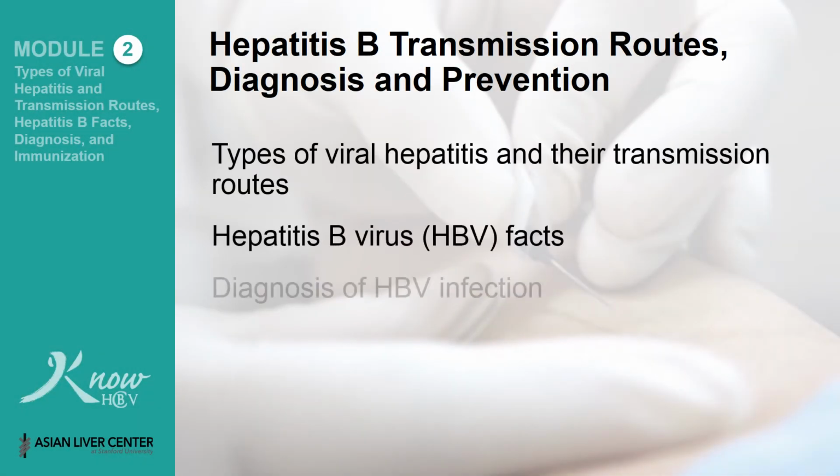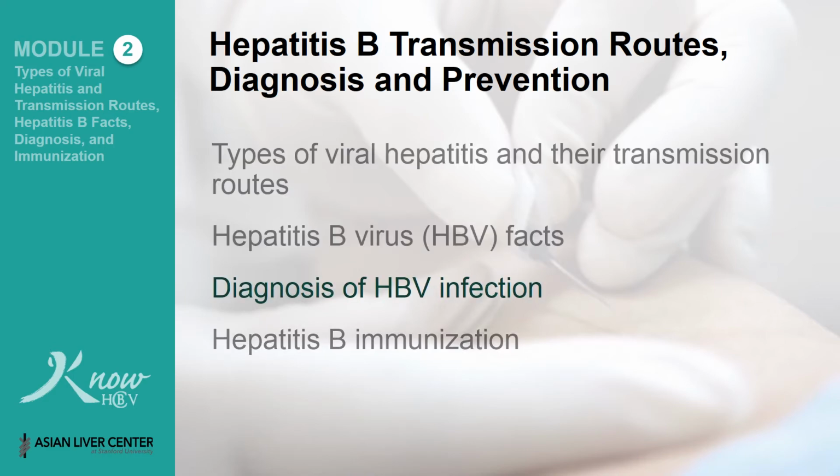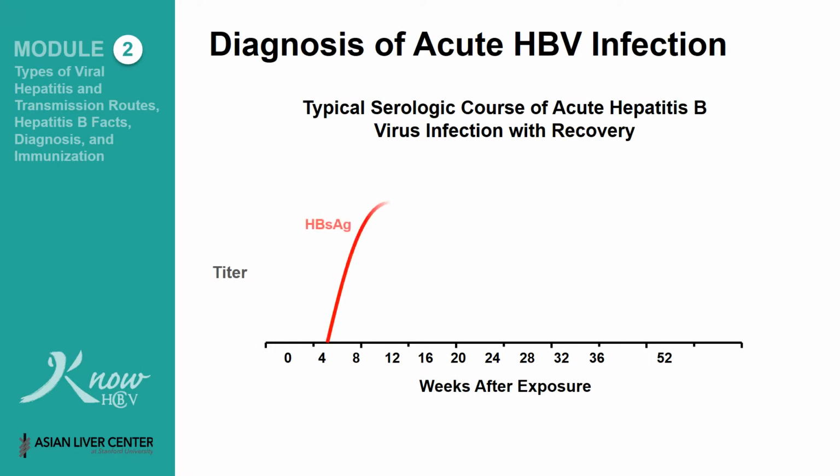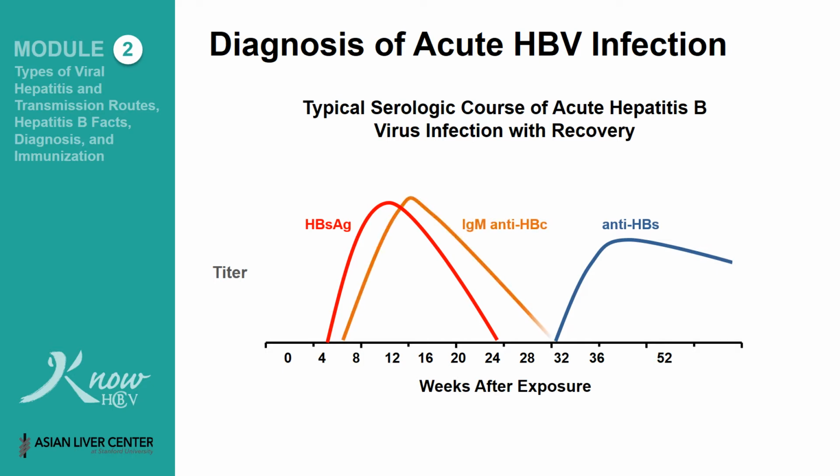Now, let's turn to diagnosis of acute and chronic hepatitis B infection. This chart shows a serological response after the initial acute infection. After the initial infection, blood tests for hepatitis B surface antigen, HBsAg, becomes detectable within 4 weeks. If the person clears the infection and develops immunity, the surface antigen will no longer be detectable after 24 weeks or 6 months, and hepatitis B surface antibody, anti-HBs, will become detectable around 32 weeks.